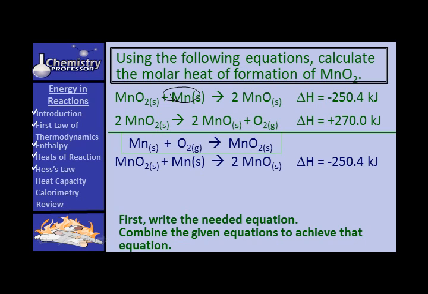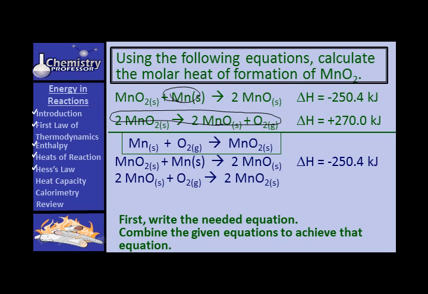All right, now what? Well, we've got the manganese in the reactants, and of course oxygen will be easy enough to get in the reactants, because that oxygen's in that second equation, and we also need to get the manganese dioxide on the right, so what we need to do is take this equation and flip it over. And when we flip it over and write it, we get this. Two manganous oxides plus oxygen produces the MnO2. And the delta H for that is minus 270 kilojoules.